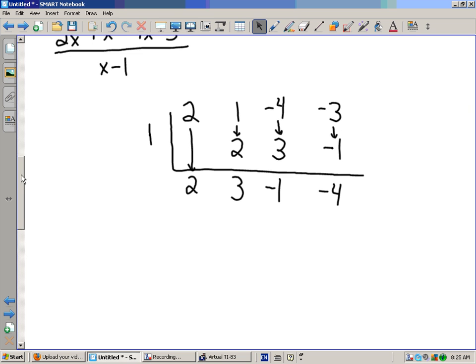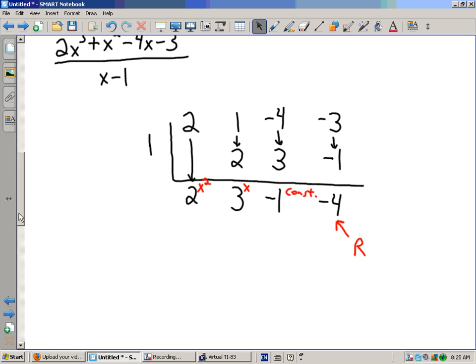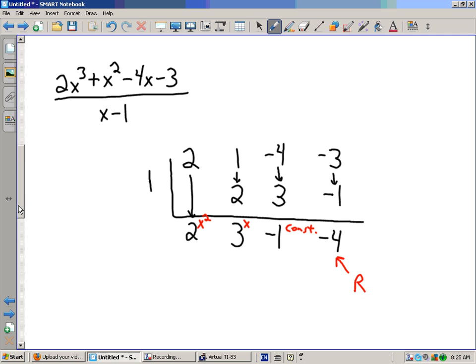We set up our powers the same way we did before. This is our remainder. I'll use a big capital R for that. This is our constant term. This is our x term. This is our x squared term. So when we write our answer down, we have 2x squared plus 3x minus 1 minus our remainder, which is 4, and our remainder is still being divided by x minus 1.